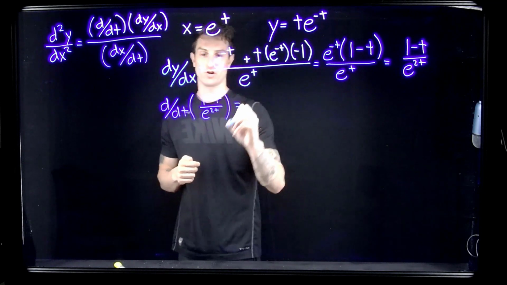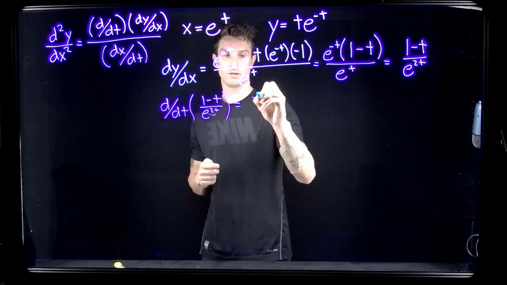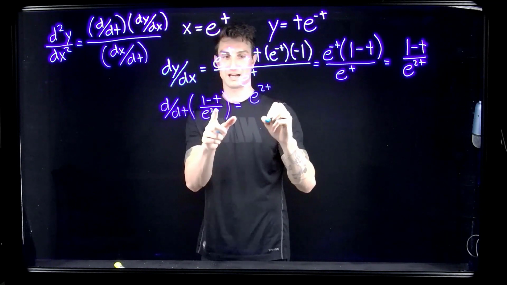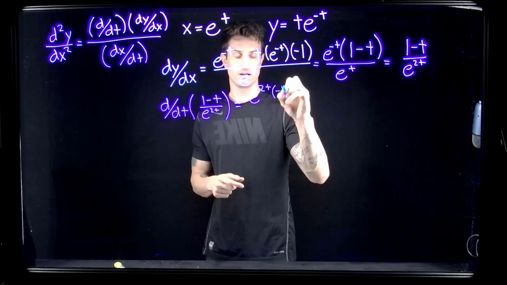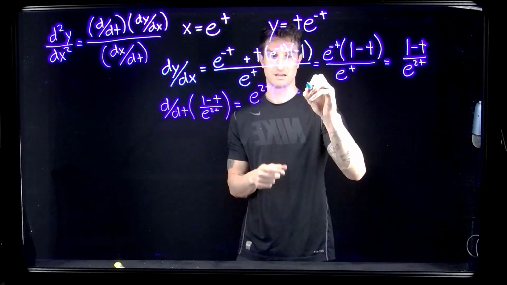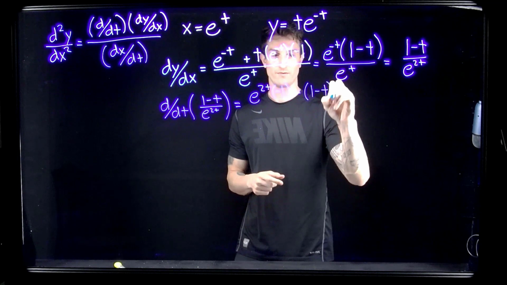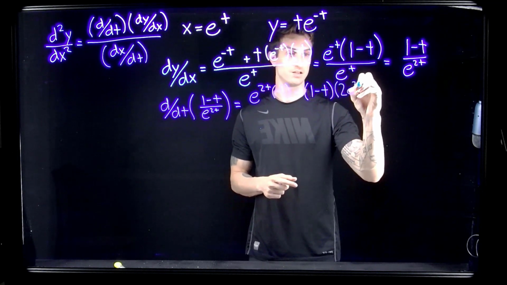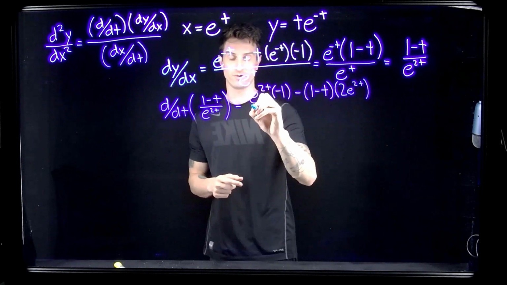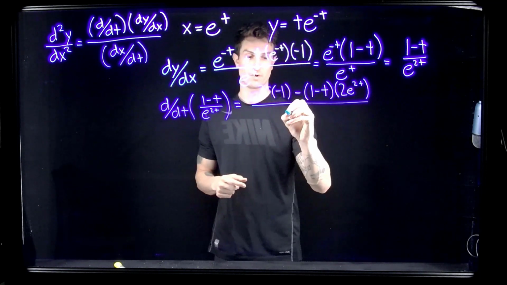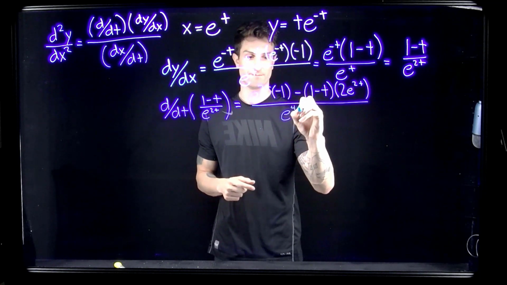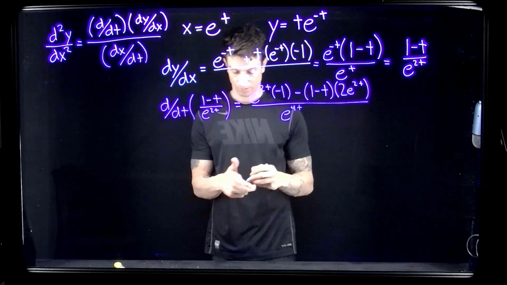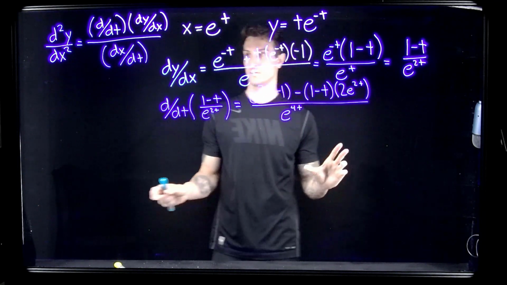So maybe we remember our rhyme: low, derivative of high, which is negative 1, minus high, derivative of low, which is a chain rule, 2e to the 2t, all over low squared, which is just going to be e to the 4t. Okay. So far, so good, right?